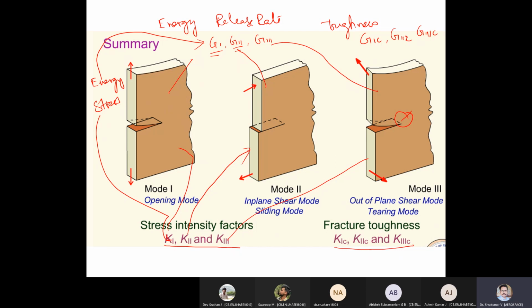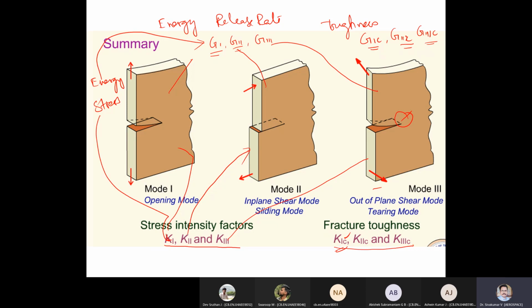So if you go with the energy method, you will be concerned with G1, G2, G3. If you go with the stress intensity or stress based approach, then it is K1 based. K means stress intensity factor. G means energy release rate. On the other hand, you can see here the critical energy release rate, which is called toughness, and the critical stress intensity factors. C means critical.